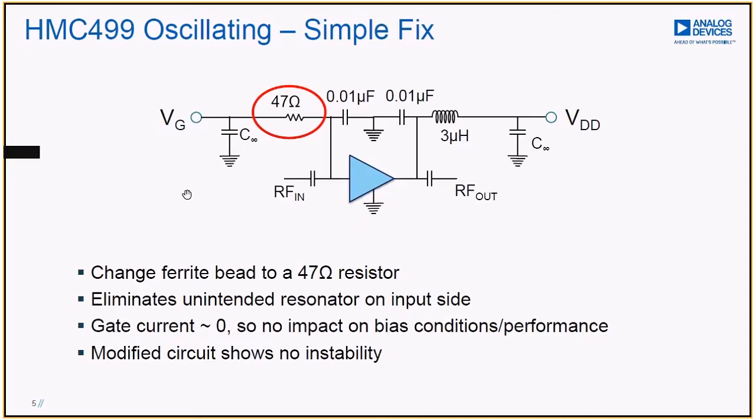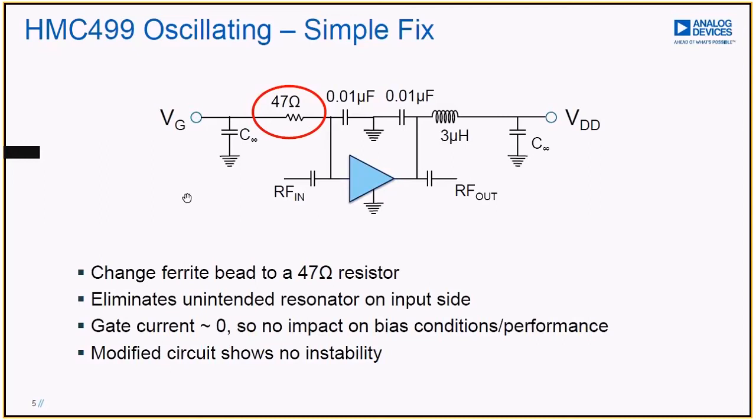We can get away with this in this design because this is a FET-based amplifier, so there's essentially no current through that gate resistor. We can afford to put some resistance there without really changing the bias conditions or the behavior of the circuit in any way. So this was a really nice fix, but a great example of something that you should be mindful of.